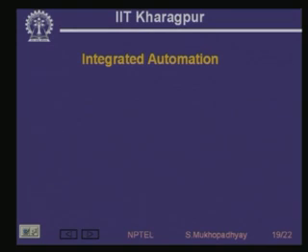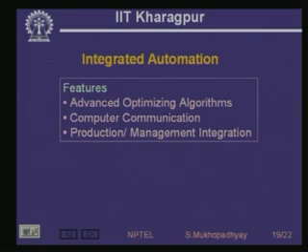Now, if you want to really control the whole factory in a very integrated and optimal manner, then you need to integrate all the automation systems and make them coordinated and make them talk to each other. That is called integrated automation, where you have whole factories under automation systems.